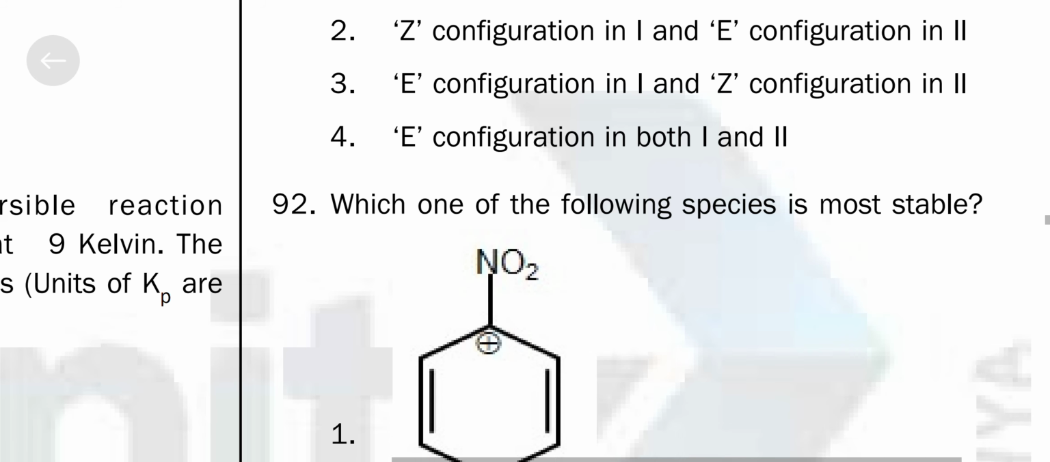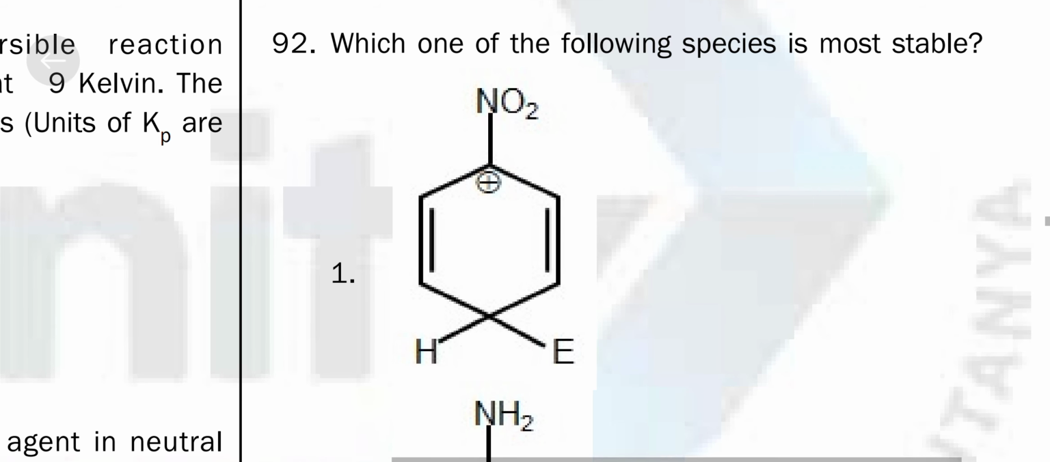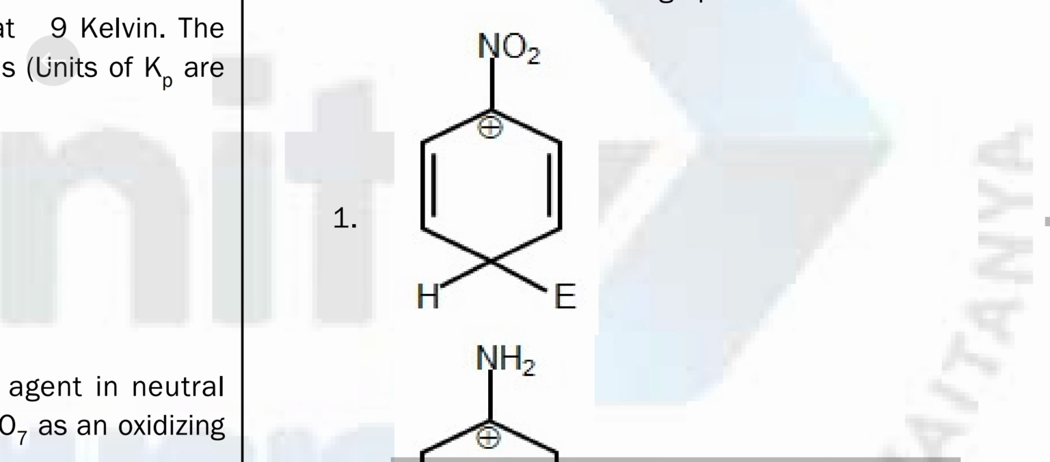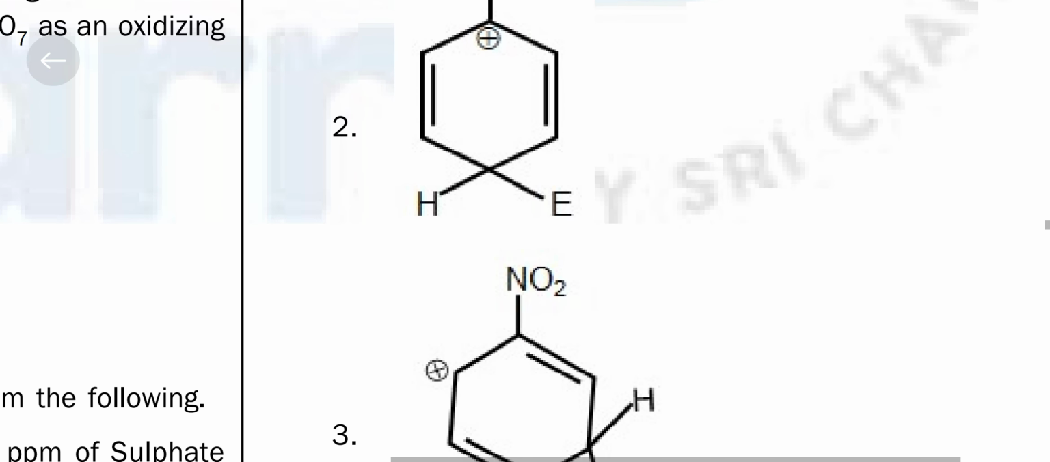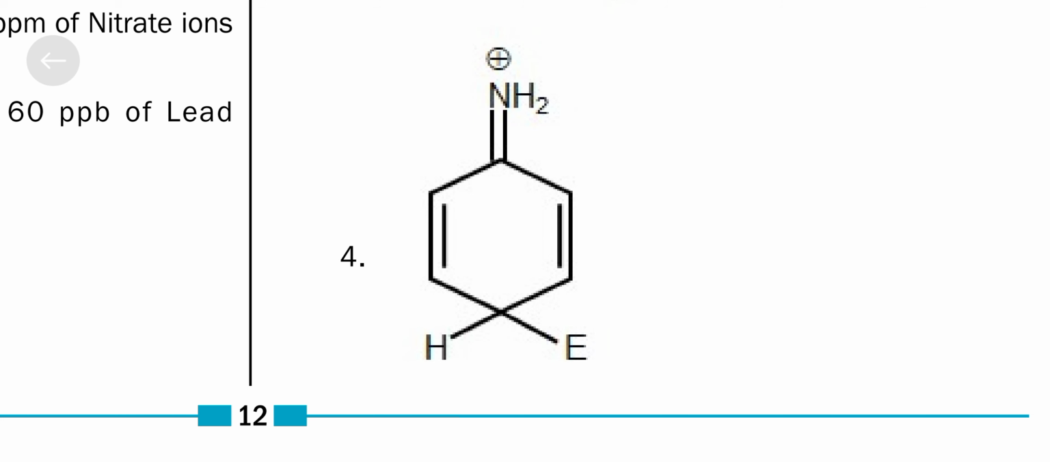Which one of the following species is most stable? Whenever such kind of question is asked, first you need to check whether all atoms are with octet configuration or not. First rule, octet configuration. Here plus charge on carbon, no octet; plus charge on carbon, no octet; plus charge on carbon, no octet. Here all atoms are with octets. So obviously this is more stable.